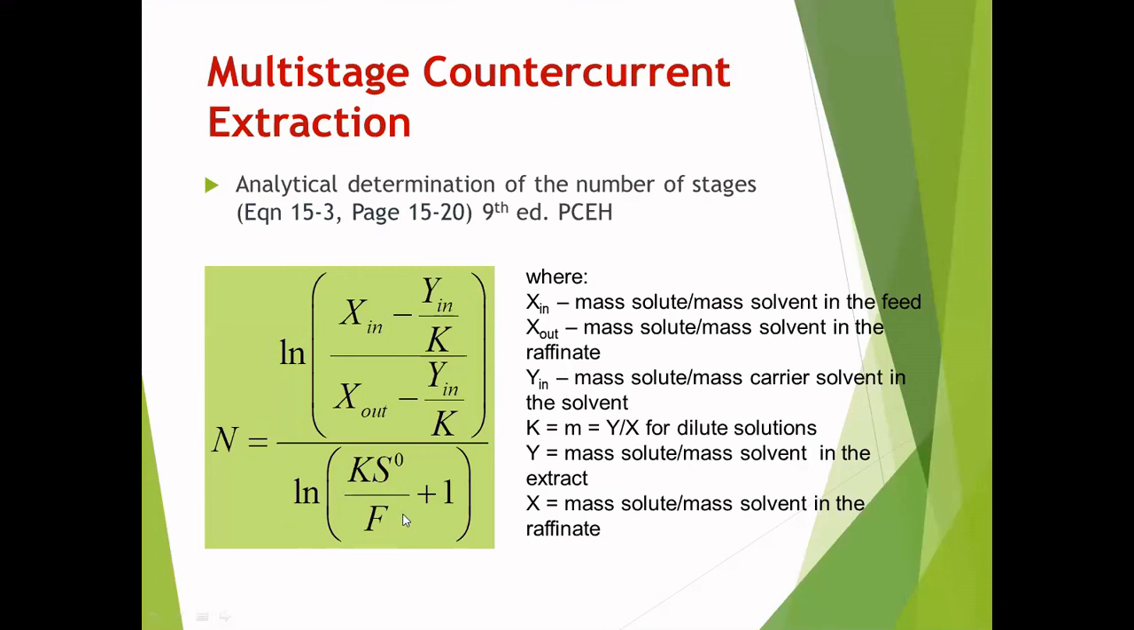I'd like you to read thoroughly on this part in your handbook, but it's stated that this formula that will be used in determining the number of stages is only applicable to countercurrent multi-stage systems wherein the solvent that is being used in each of the stages to remove or recover the solute are all fresh solvents. You may wonder, how can it be? It's countercurrent and the solvents are all fresh.